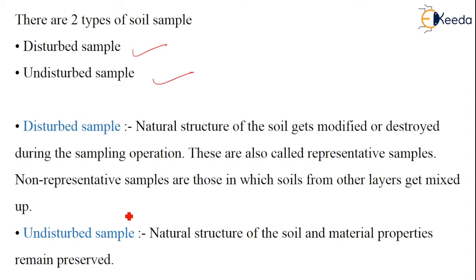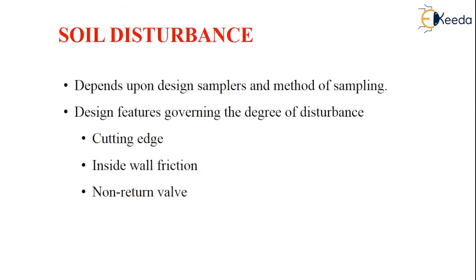What do you mean by undisturbed sample? It is nothing but the natural structure of the soil and material properties will remain preserved. They won't get disturbed during the sampling operation. What do you mean by soil disturbance? It depends upon the design of samplers and also the method of sampling. Design features governing the degree of disturbance are cutting edge, inside wall friction and non-return valve.